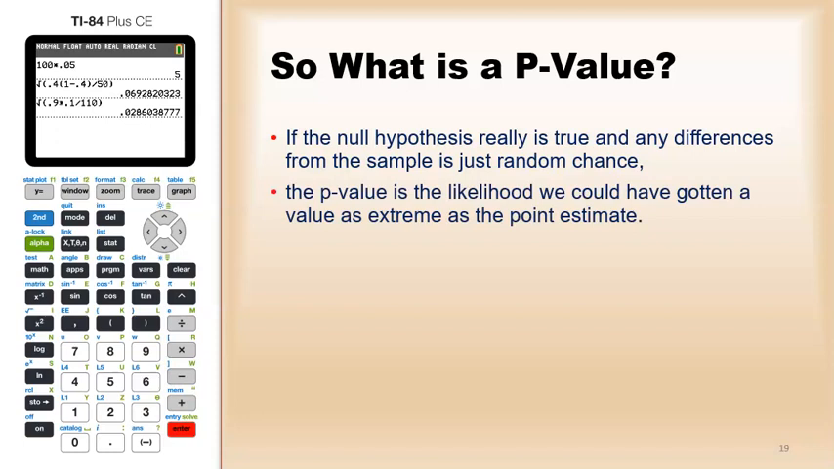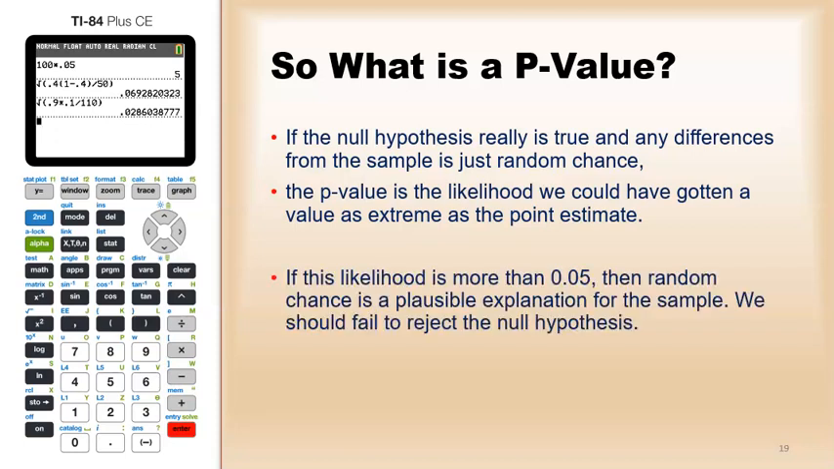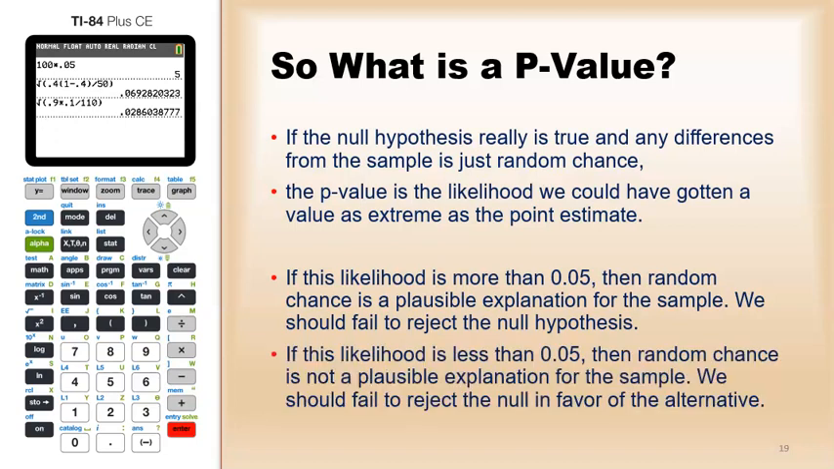The p-value is the likelihood we could have gotten the value from our point estimate or something more extreme than our point estimate. If this likelihood is more than 5%, more than 0.05, then we'll consider random chance a plausible explanation for the sample. So we would fail to reject the null hypothesis. If the likelihood is less than 5%, less than 0.05, then random chance is not a plausible explanation. We should reject the null in favor of the alternative.